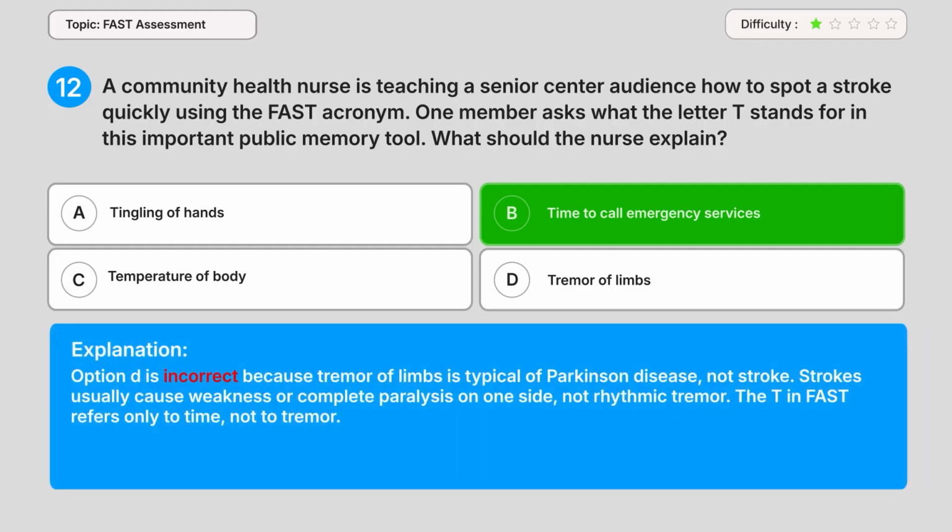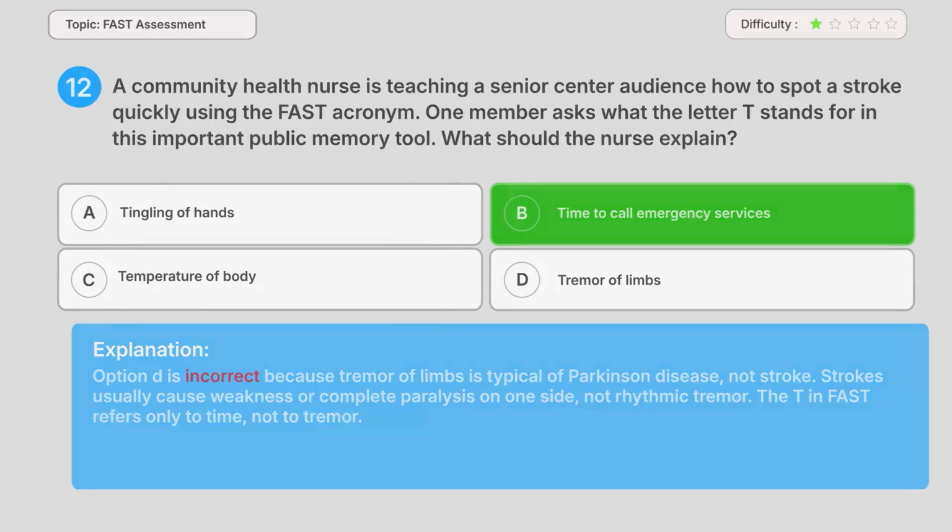Option D is incorrect because tremor of limbs is typical of Parkinson's disease, not stroke. Strokes usually cause weakness or complete paralysis on one side, not rhythmic tremor. The T in FAST refers only to time, not to tremor.